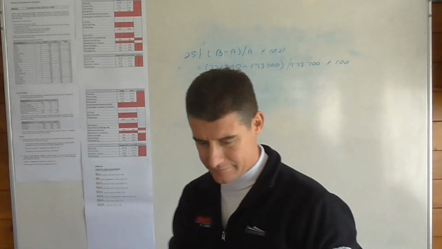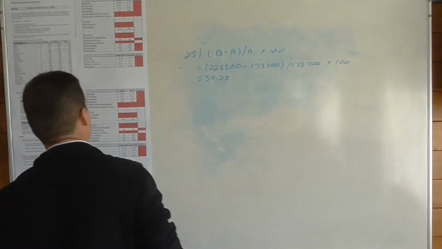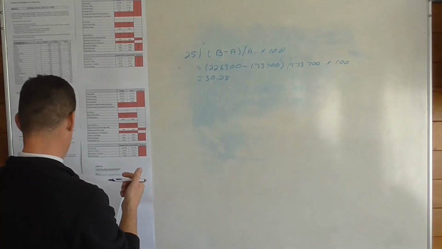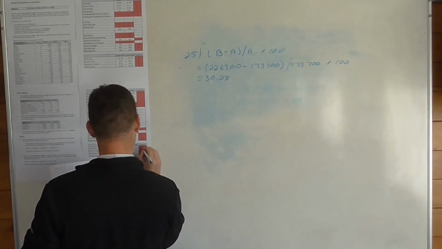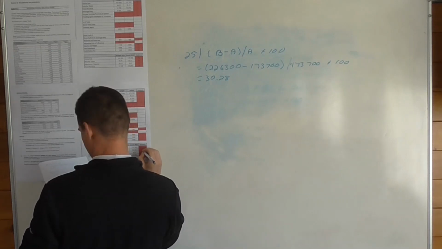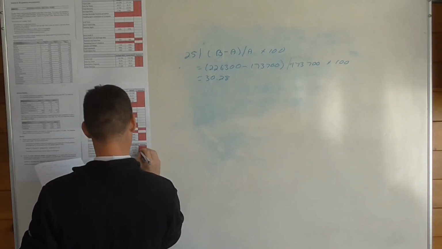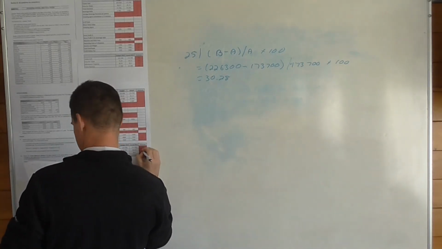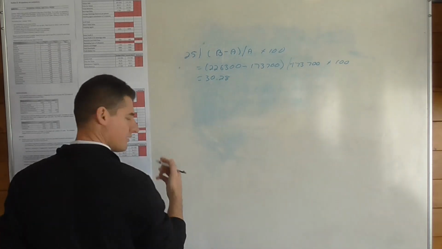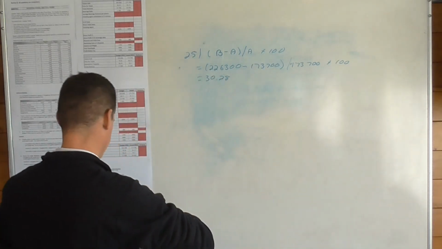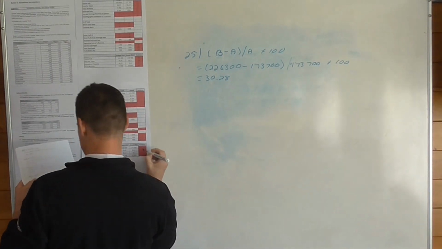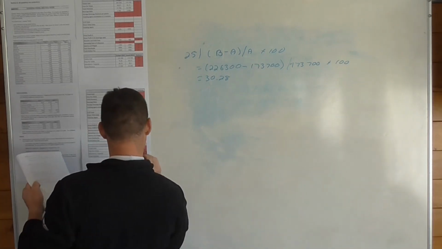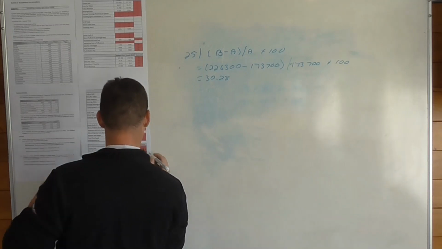Okay, so now the rest, number 26, 27, 28, you calculate with the same formula. So that will be 30.28, minus 5.81, 4.27, and 22.70. All right.